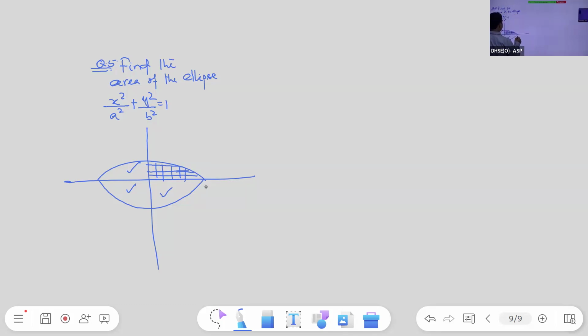This is A, 0. This is minus A comma 0, 0 comma B, 0 comma minus B. So required area is equal to 4 integral 0 to a of f of x dx.